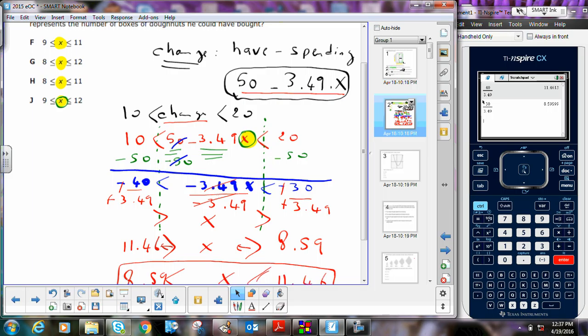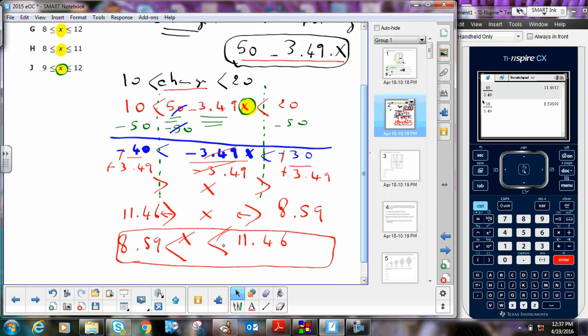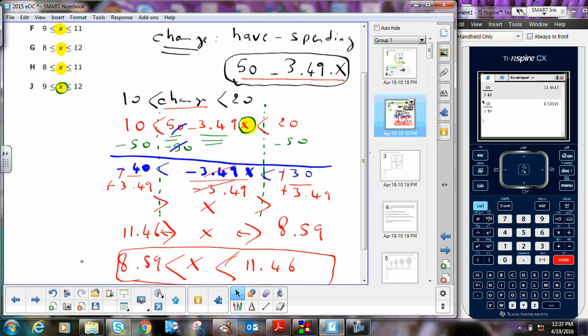So let's see which answer choices will match the final inequality that we have. You know what, I'm going to put it back. Okay, let me put it back. Okay, so the x has to be more than 8.59. More. It cannot be equal to 8. It has to be more than 8.59.